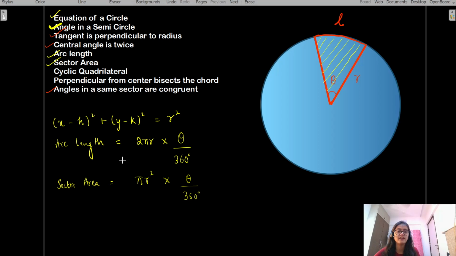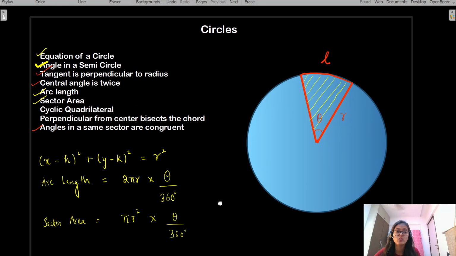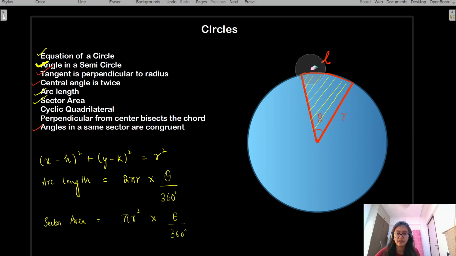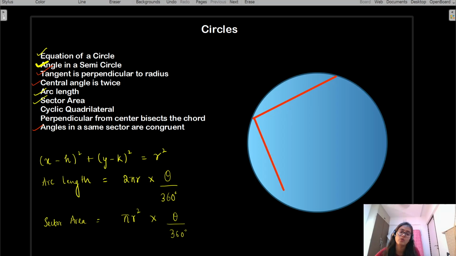That's your sector area. Then next you have cyclic quadrilateral. What is a cyclic quadrilateral? A cyclic quadrilateral is a quadrilateral whose four vertices all lie on the circle. So for example, I'm drawing a quadrilateral like this. All four vertices lie on the circle. First, second, third and fourth.